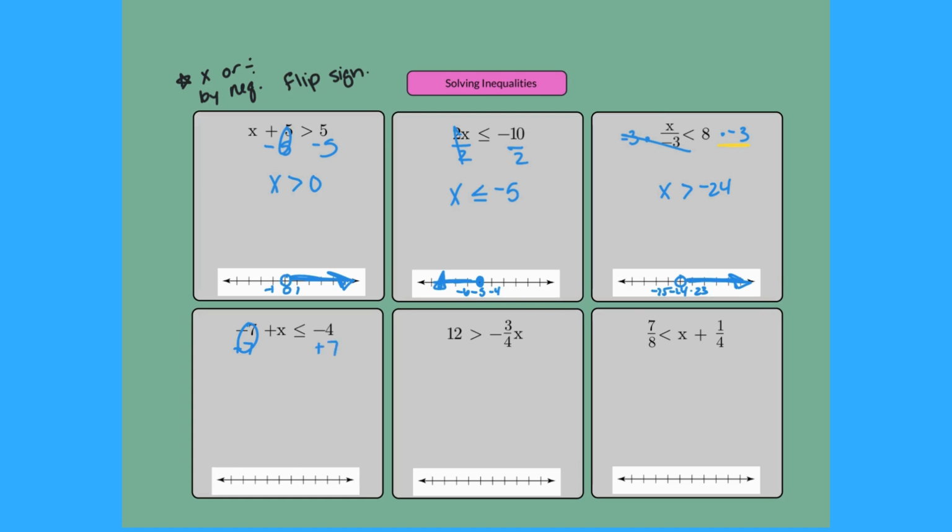And then I don't really need to bring that plus sign down because x is just x. I don't need a positive sign in front of it. It's already positive. We are not multiplying or dividing by a negative, so that sign's going to stay the same.